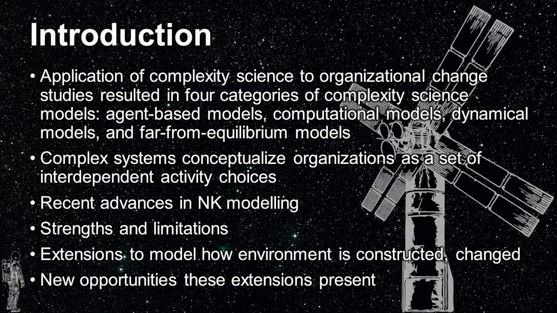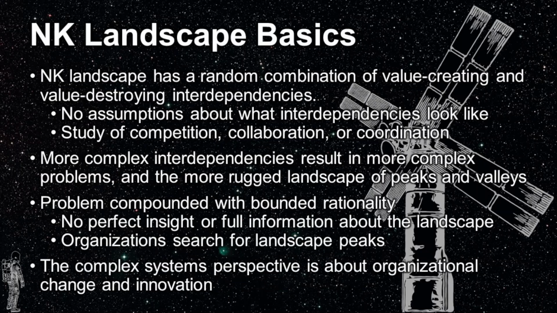I will note that this chapter describes the model characteristics, but it does not go into computational or mathematical detail about it. In its general form, the NK landscape has a random combination of value-creating and value-destroying interdependencies. This is important because it makes no assumptions about what those interdependencies look like, allowing the study of competition, collaboration, or coordination between or within organizations. The more complex the interdependencies, the more complex the problem, and the more rugged is the landscape of peaks and valleys in which the organization is trying to maximize performance.